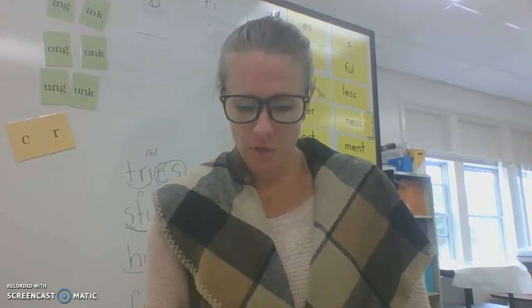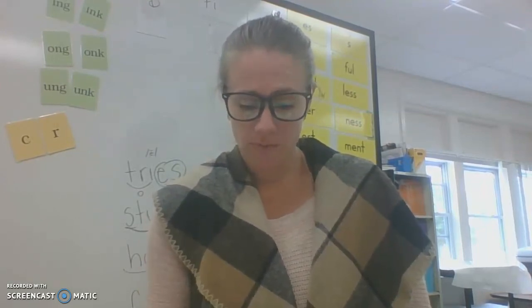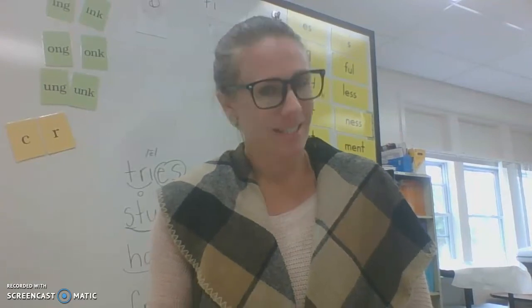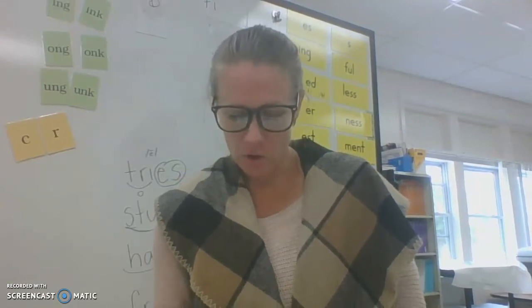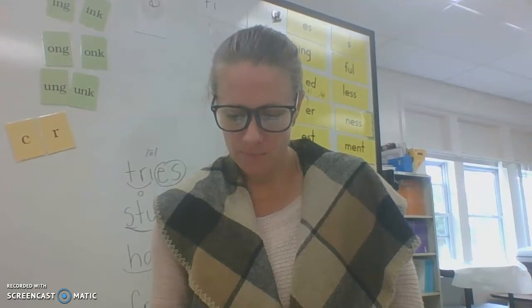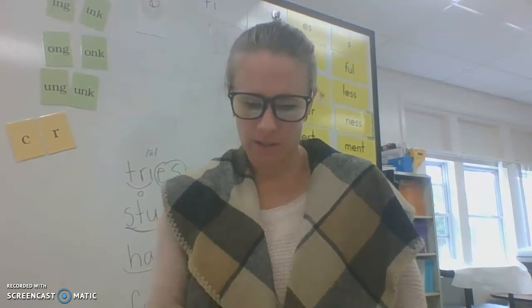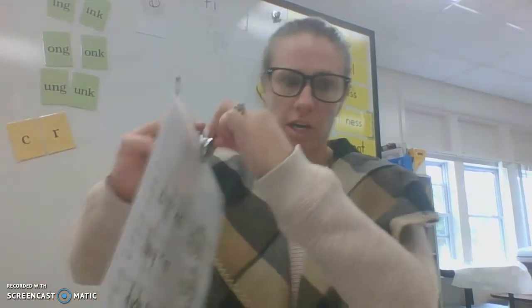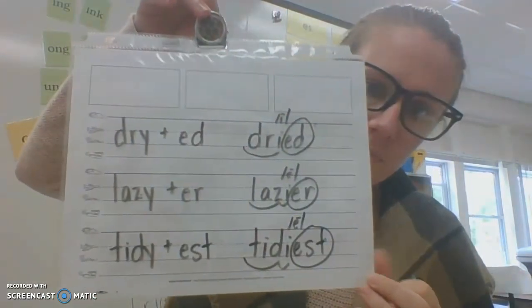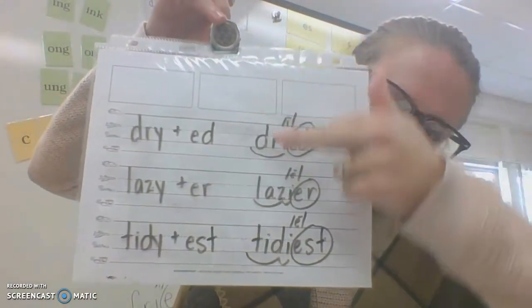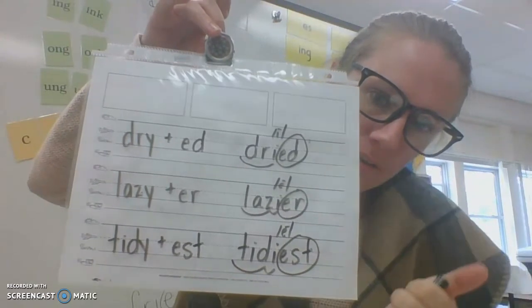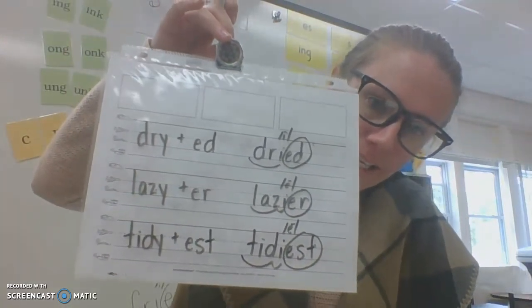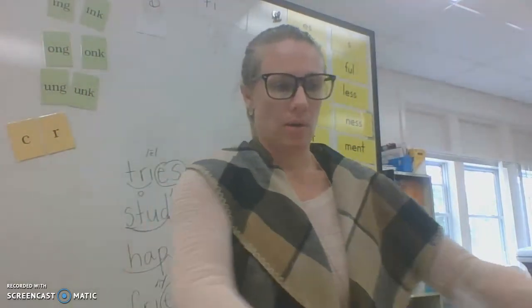Okay, don't forget to go back through and mark yours. You need to circle all your suffix and write if it sounds like a long I or a long E. Okay, and I want you to check them now to mine. Pause the screen here and check them. Dry sounds like long I. Lazier sounds like an E. And tidiest sounds like an E as well.